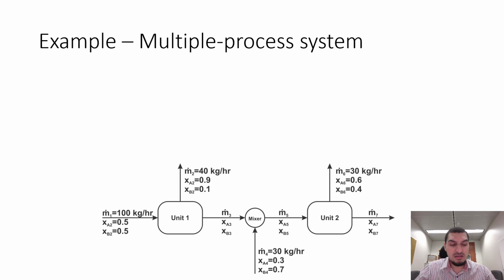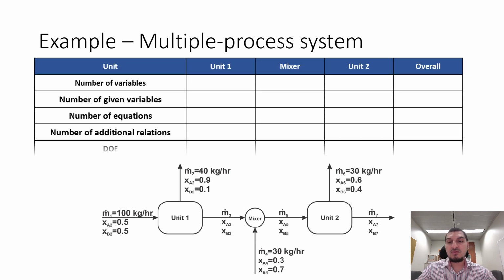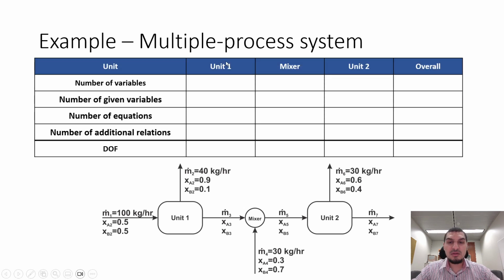freedom analysis for each one of the units, which is what we are going to do. And we do this by calculating the number of variables minus number of given variables minus number of equations minus number of relations, and we calculate it for every unit. But to make it more organized and easy for us to understand and deal with, we will put it in the form of a table. So in this table, we will have columns. Each column represents one of the units: unit 1, mixer, unit 2, and the overall as well.